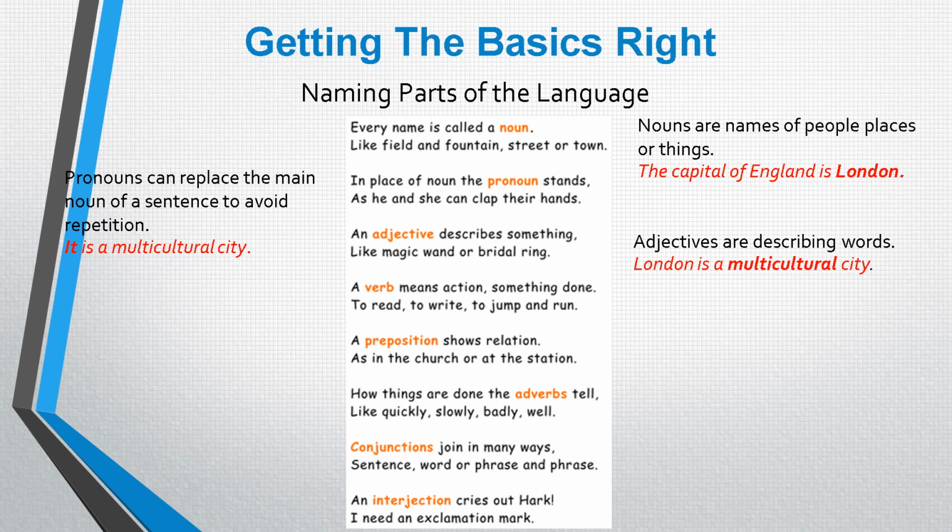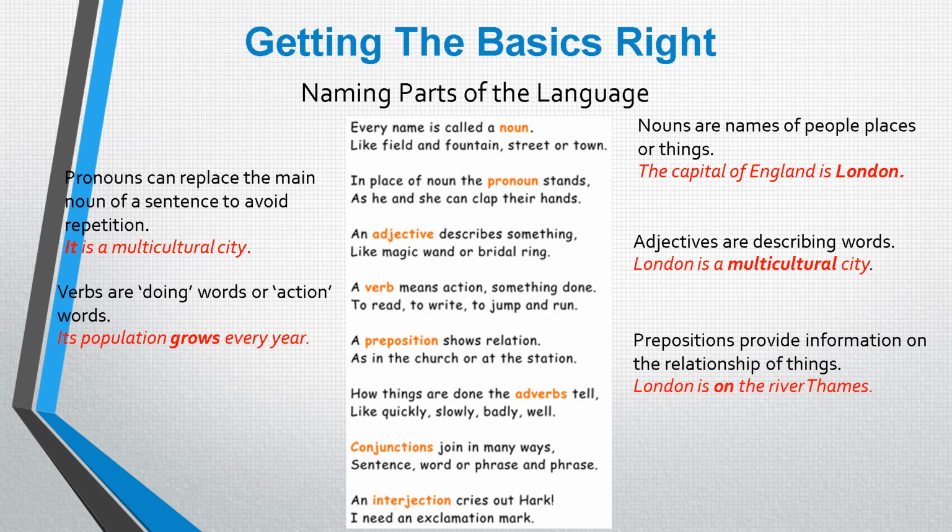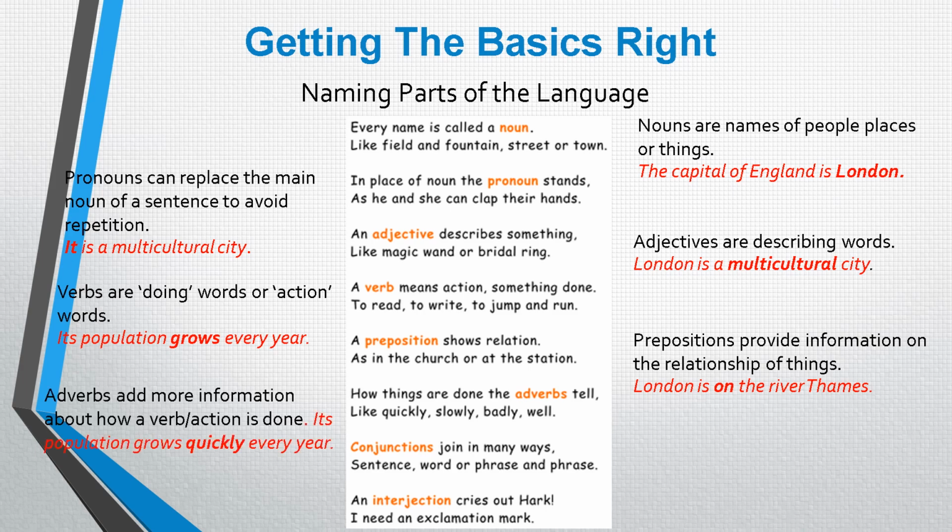Verbs are doing words or action words. Its population grows every year. Prepositions provide information about the relationship of things. So London is on the River Thames. Adverbs add more information about how a verb or action is done. So its population grows quickly every year.